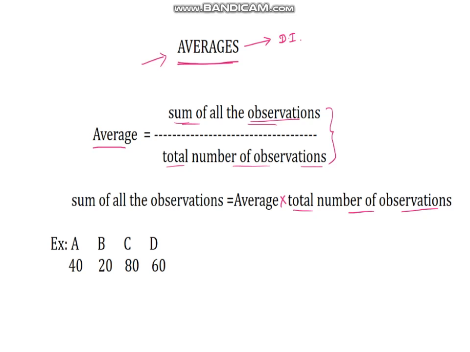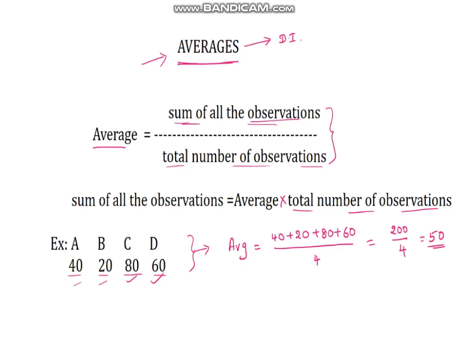Let us take an example. A, B, C, D are 4 persons and their weights are 40 kgs, 20 kgs, 80 kgs and 60 kgs. What is the average weight of these 4 people? We know the formula. Average equals the sum of all the observations, 40 plus 20 plus 80 plus 60, divided by how many observations are there? 4. 1, 2, 3, 4 observations. So divided by 4, that equals 200 divided by 4 equals 50. The average of 4 people is 50 kgs.